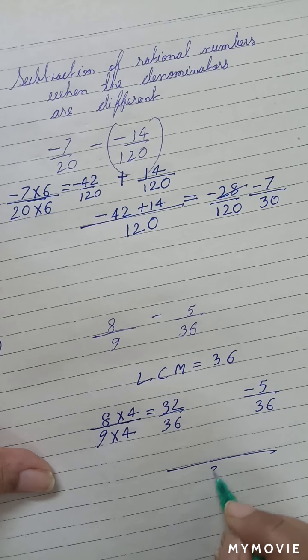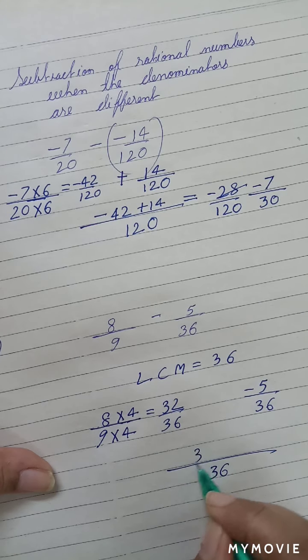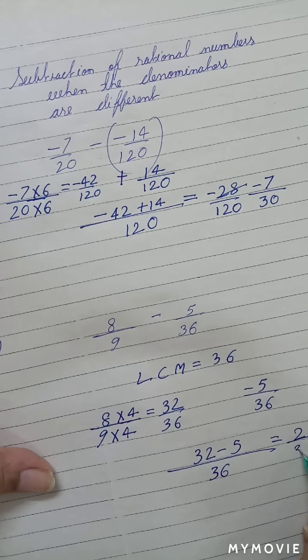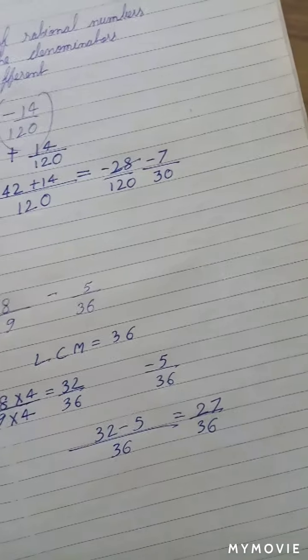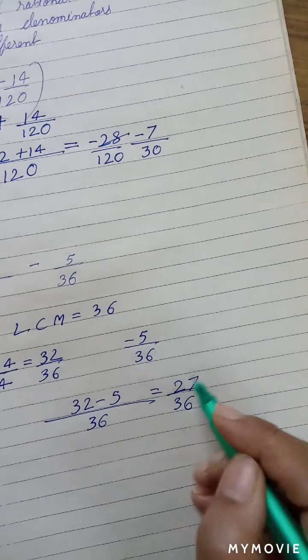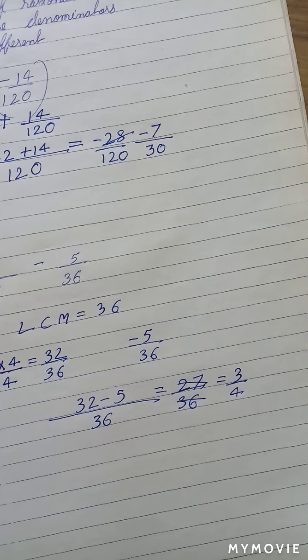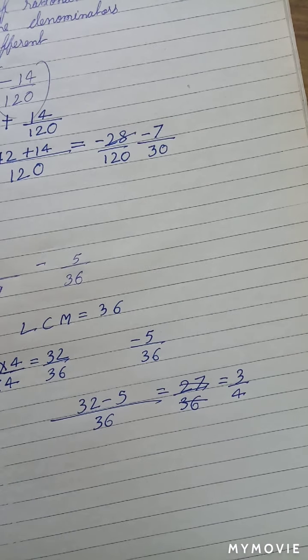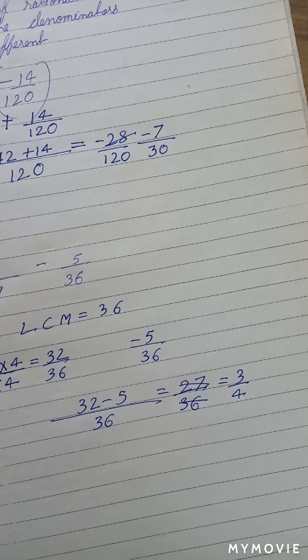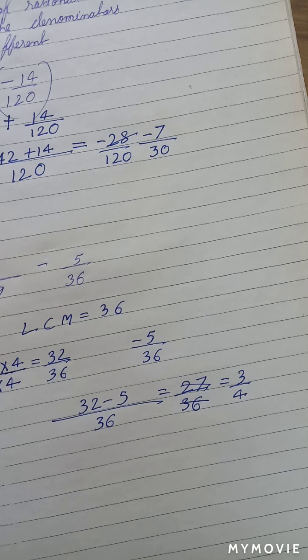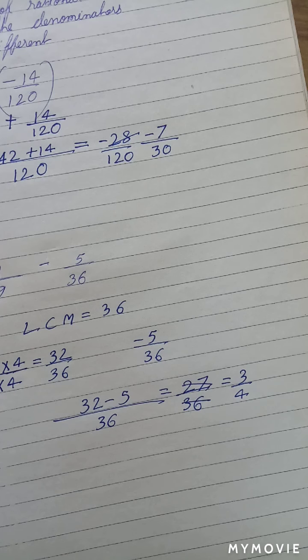So we have a common base 36, and let's do the operation. We have got 27 by 36. There we are. And let's convert it in the standard form. We have 3 by 4. Now we have done addition and subtraction with rational numbers when the bases are same and when the bases are different. Now let's do one more example where there are mixed operations.